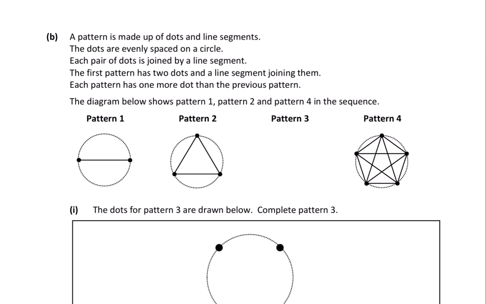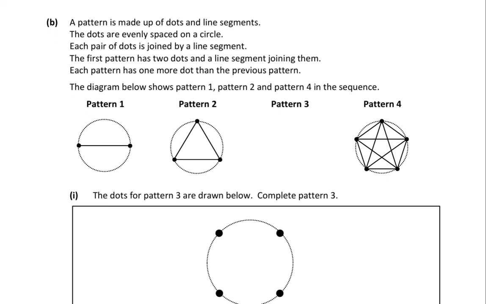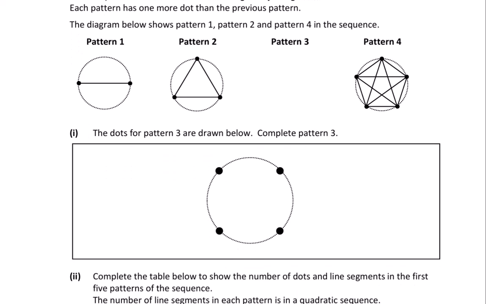Let's look at part B. The pattern is made up of dots and line segments. The dots are evenly spaced on a circle. Each pair of dots is joined by a line segment. The first pattern has 2 dots and a line segment joining them. Each pattern has 1 more dot than the previous pattern. The diagram below shows patterns 1, 2, and 4. The dots in pattern 3 are below. Complete pattern 3.